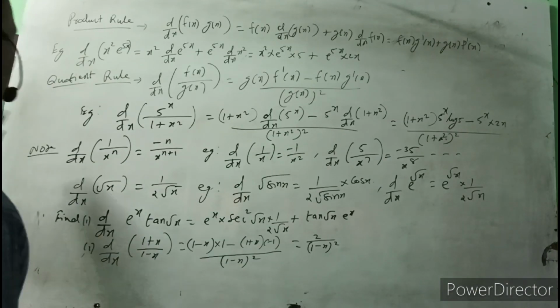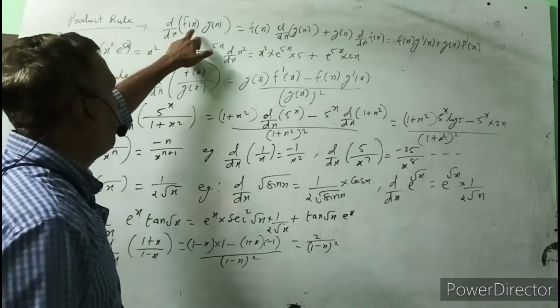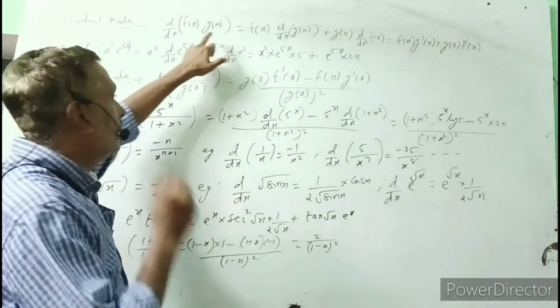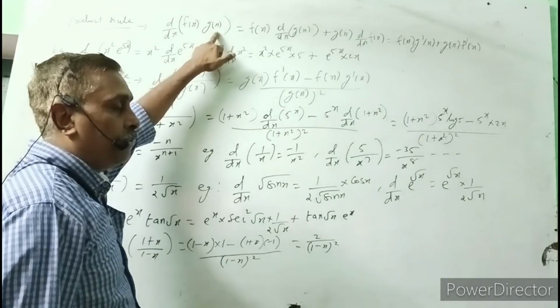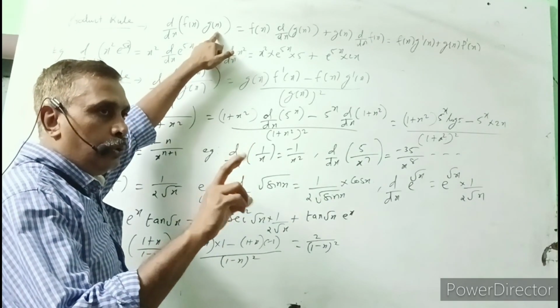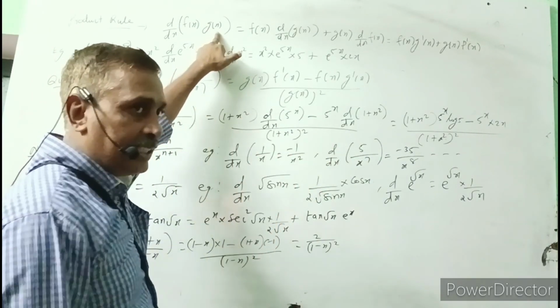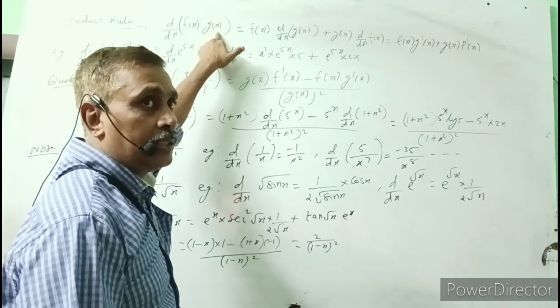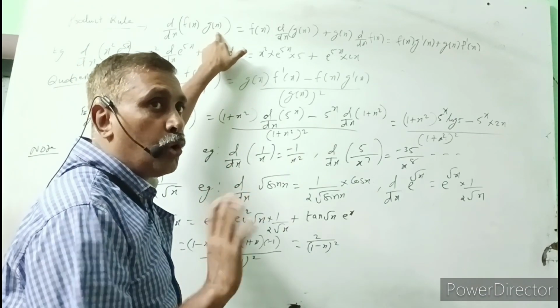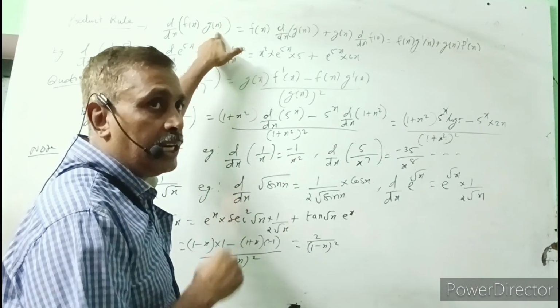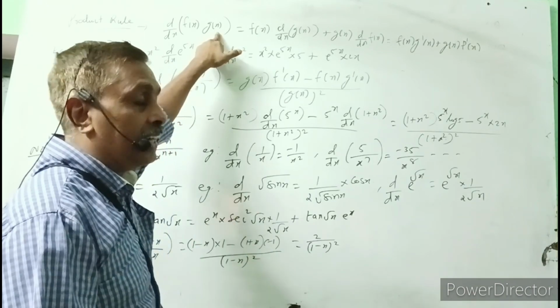Two more properties. One is called the product rule: the derivative of the product of two functions. Two functions means two functions in terms of x. One is sin x and the other is cos x. 5 and sin x are not two functions, because 5 is a constant and the other is sin x.